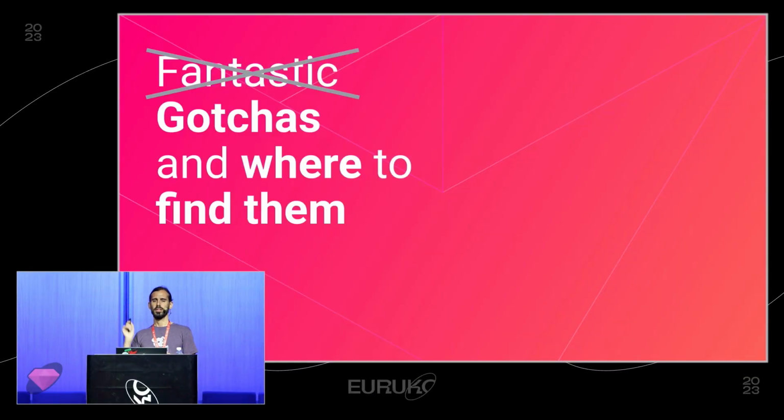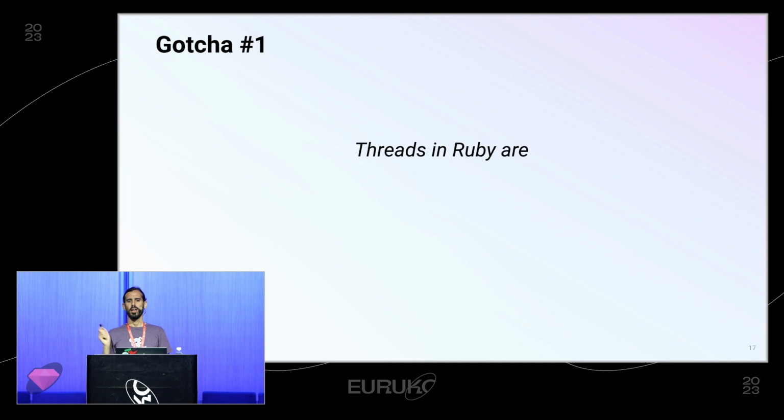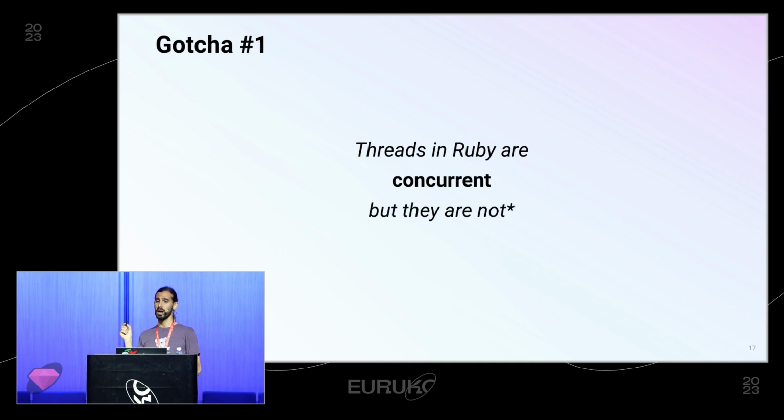Okay, so let's talk about some of the gotchas of using threads and what we can learn from them. Gotcha number one: threads in Ruby are concurrent, but they are not parallel. And the asterisk there we'll talk about in a bit, but let's see what we mean by this.